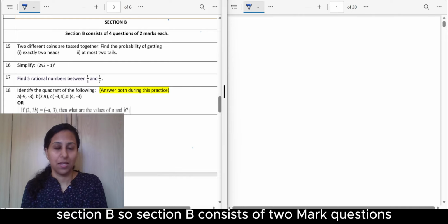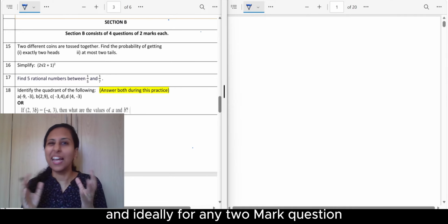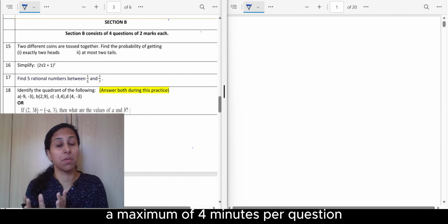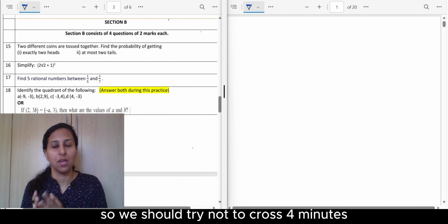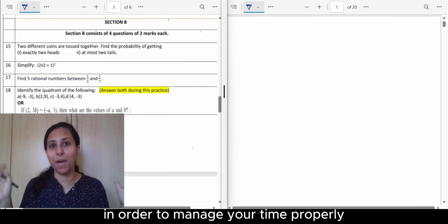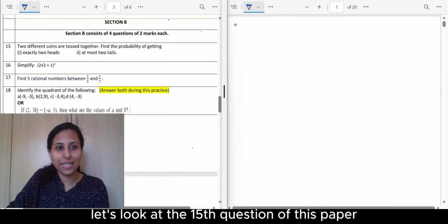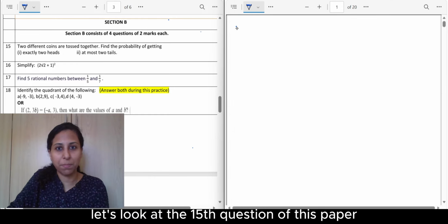Section B. Section B consists of 2-mark questions, and ideally for any 2-mark question, you must be spending a maximum of 4 minutes per question. So we should try not to cross 4 minutes for any of these questions in order to manage your time properly for the entire paper. Let's look at the 15th question of this paper.